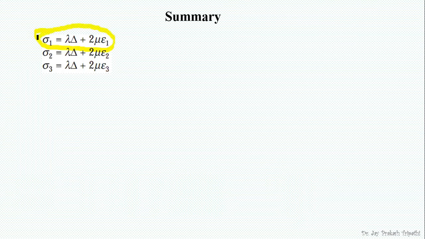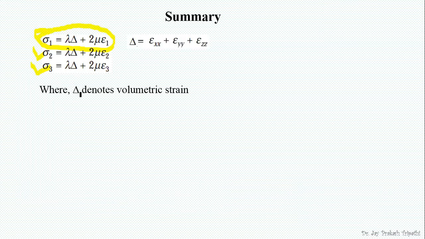If we remember this formula, then we can derive the relationship between sigma 2 and epsilon 2, sigma 3 and epsilon 3, and similarly, we can write the relationship between all the 6 rectangular stress components and their corresponding strain components. And we know that lambda and mu are Lami's coefficients. Delta denotes volumetric strain. The value of delta is invariant and does not depend on the reference frame.